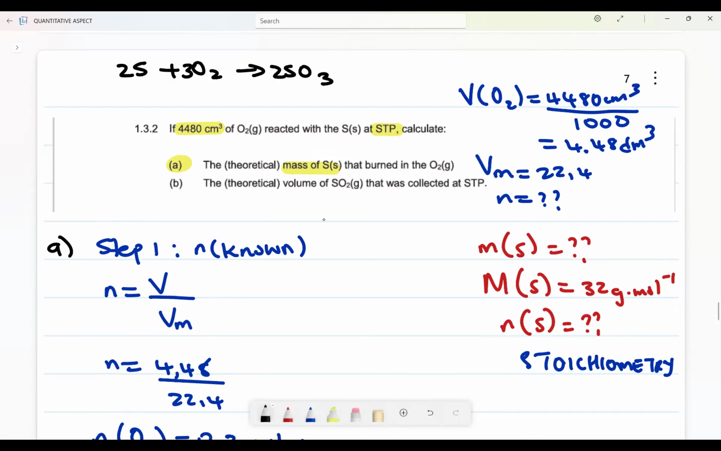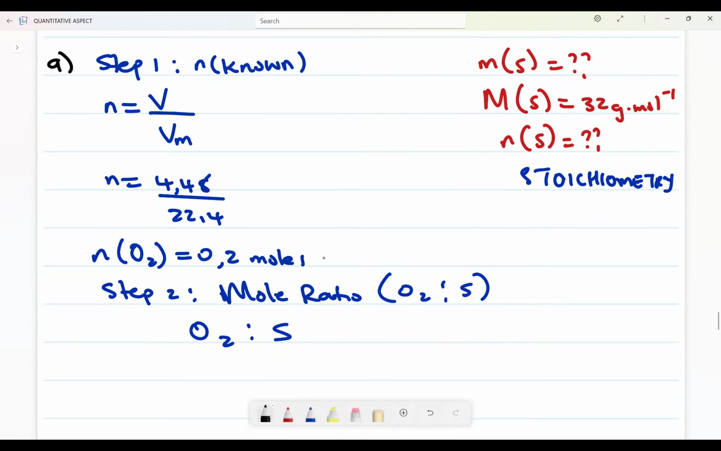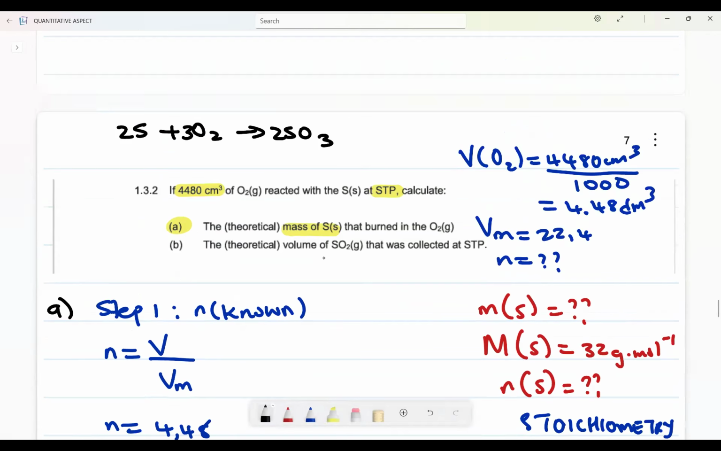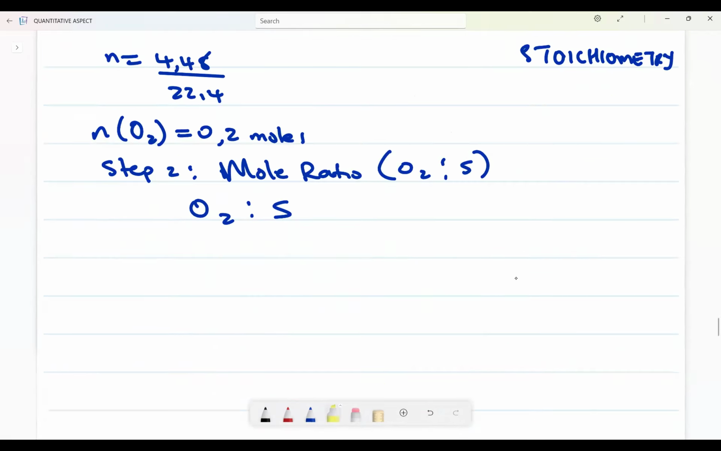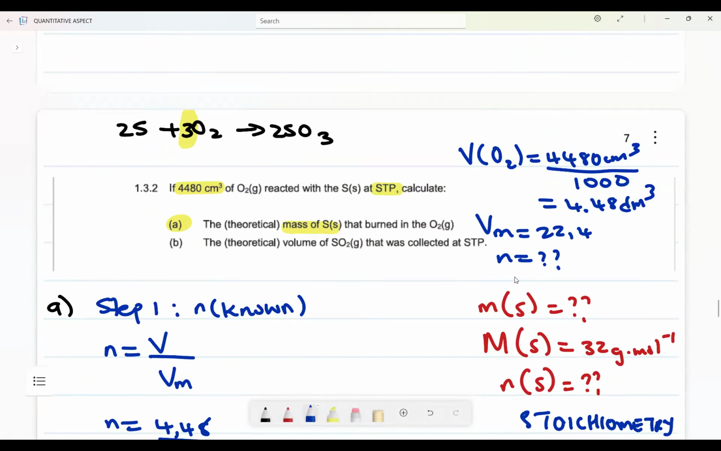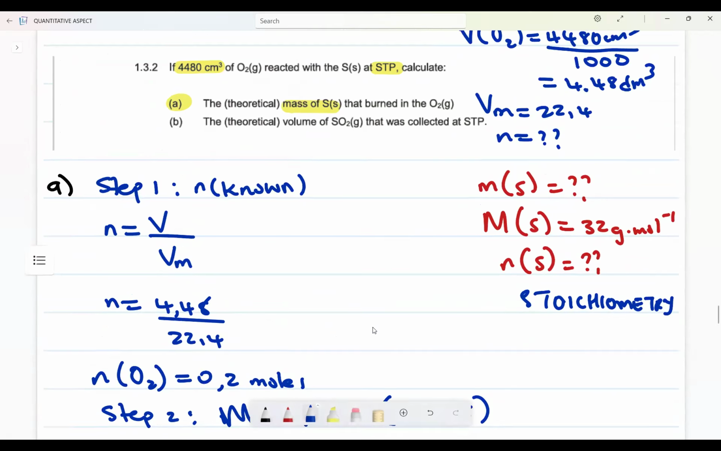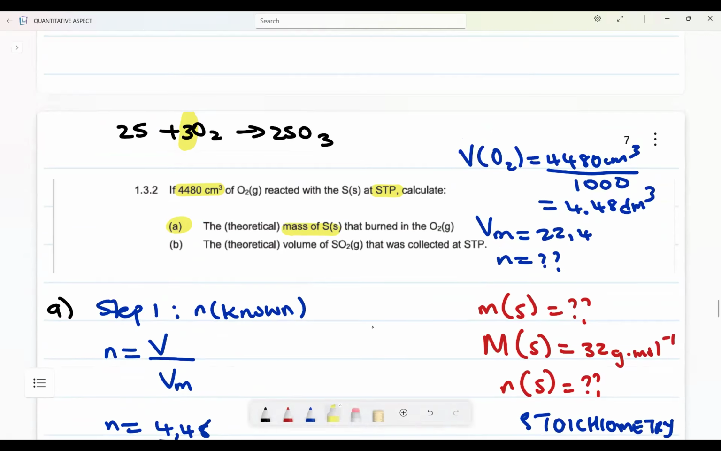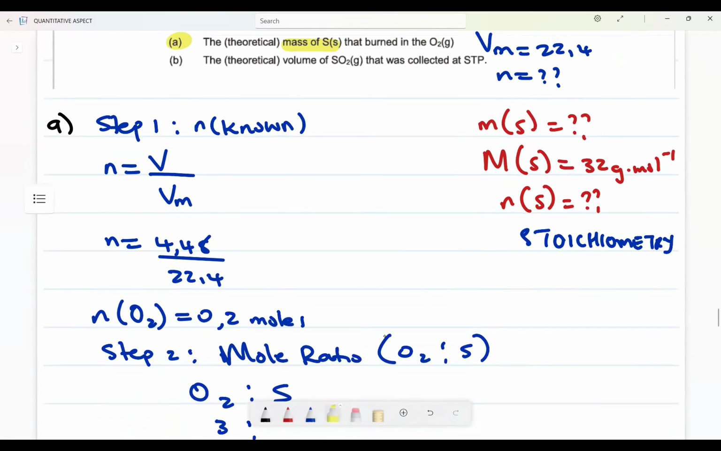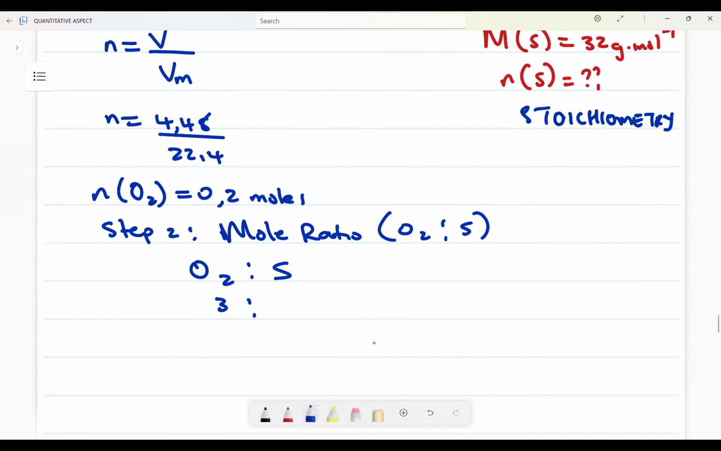What is the mole ratio between sulfur and oxygen? Oxygen and sulfur. You need to write down this order very carefully. The known and the unknown. Even if you say the unknown and the known, as long as you write O2, its mole ratio is 3. Can you see? Here it is 3. So O2, it is 3 is to 2. For sulfur, it is 2.